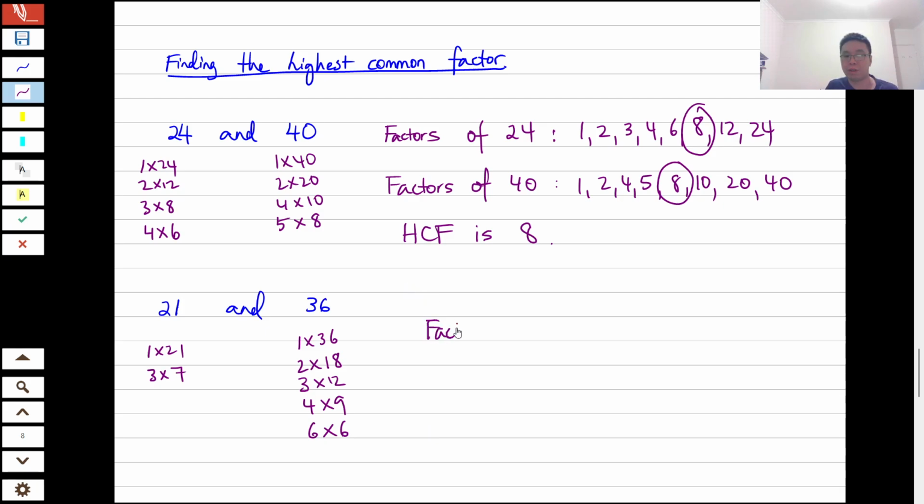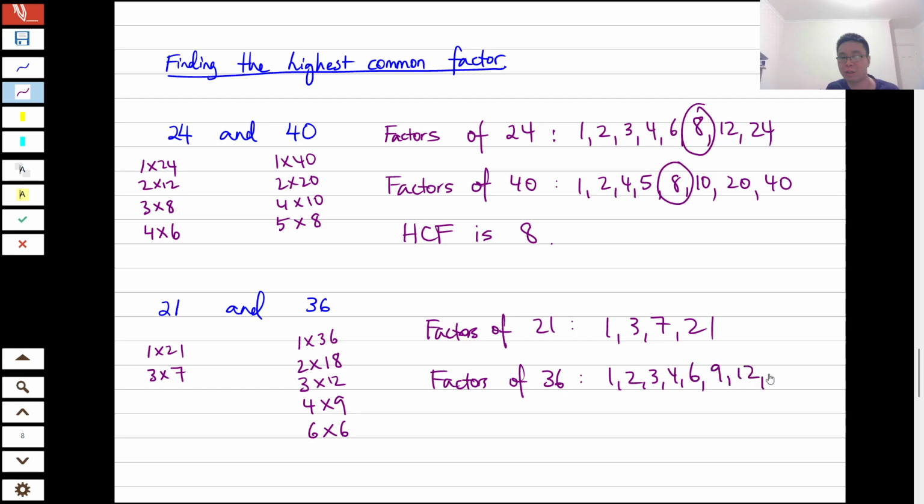So the factors of 21 are 1, 3, 7, and 21, and the factors of 36 are 1, 2, 3, 4, 6, 9, 12, 18, and 36. And the largest number which appears in both lists is, surprisingly, just the number 3, because 7 and 21 aren't factors of 36, which means the highest common factor of 21 and 36 is 3.